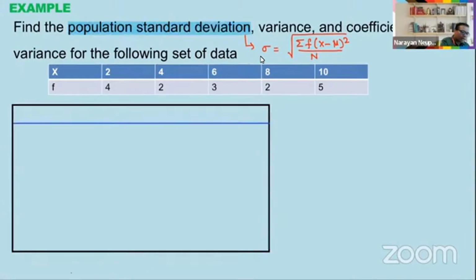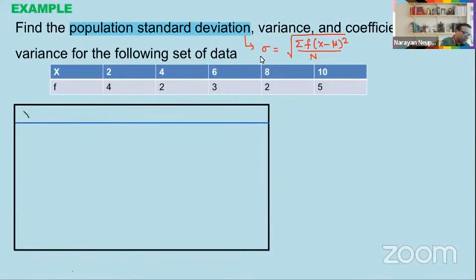Let's write all those x values, the data values. You can see that the data values are 2, 4, 6, 8, and 10. These are your x values or data values. I'll also draw a line down here so that I can put my total below that.